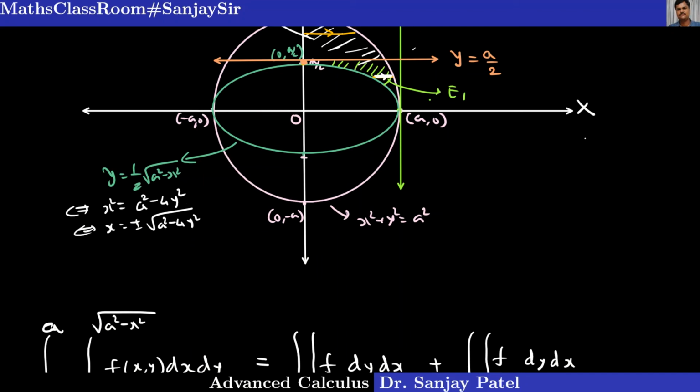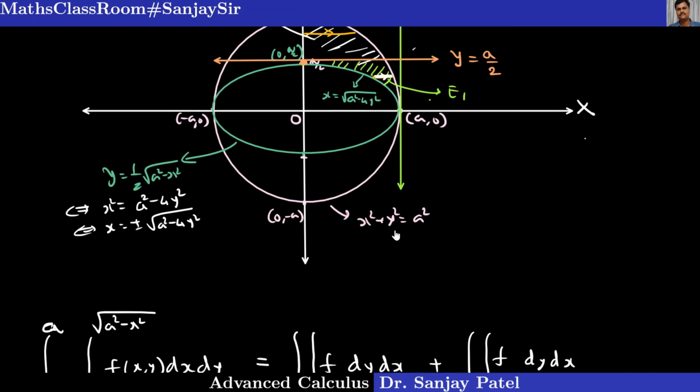But for this part of the ellipse, which is here in the positive quadrant, this curve is given by x is equal to positive square root of a square minus 4y square. If you want to consider this side of the ellipse, then this half curve is given by x equal to minus square root of a square minus 4y square.